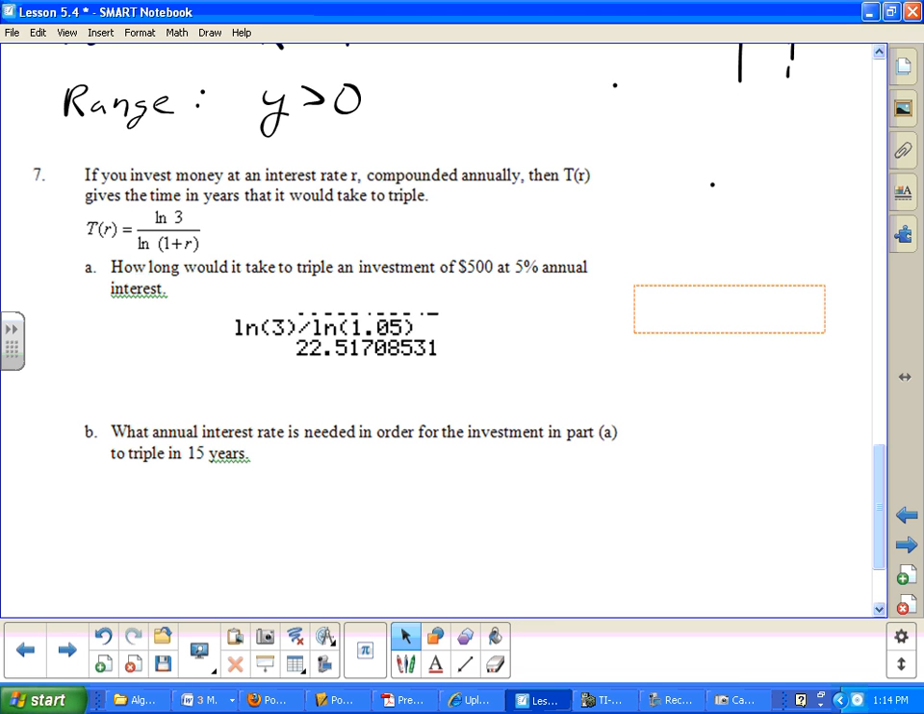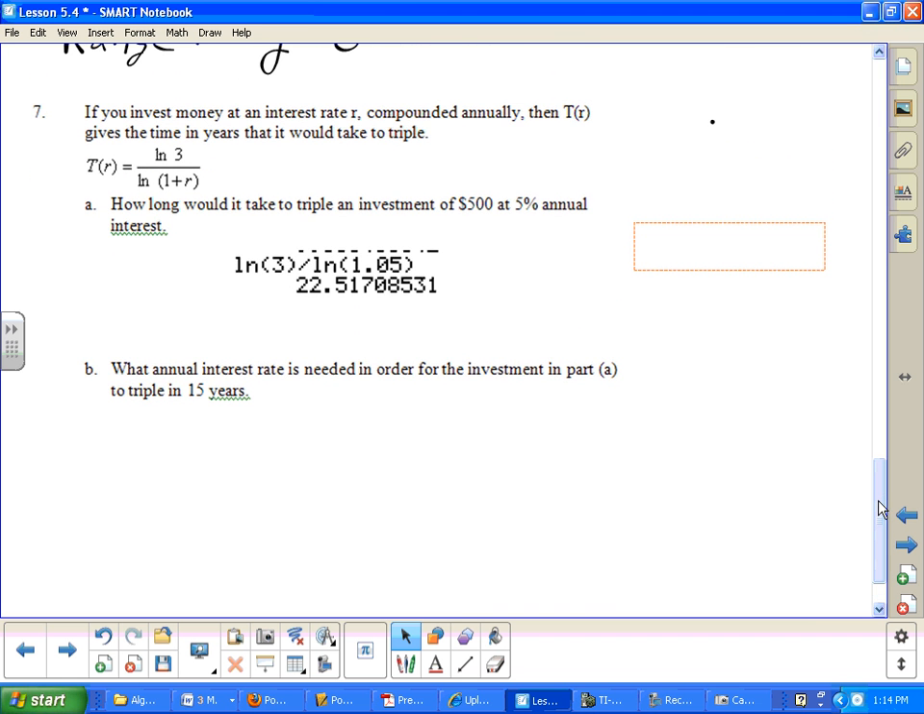It has absolutely nothing to do with the value you put in. It has everything to do with the interest rate. Okay. All right. So letter B, it says what interest rate is needed in order for the investment to triple in 15 years?